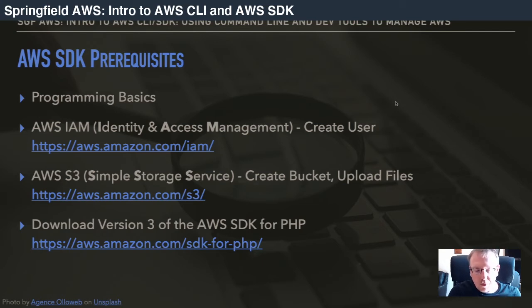For this particular example, you're going to need to have some understanding of IAM. So if you skipped ahead, be sure to go back and look at the IAM slides at the beginning of the CLI demo. Then you're going to need some understanding of what AWS S3 is, how to create a bucket, how to upload files, so that you understand what you're seeing in the demo.